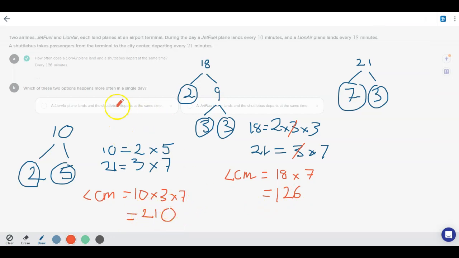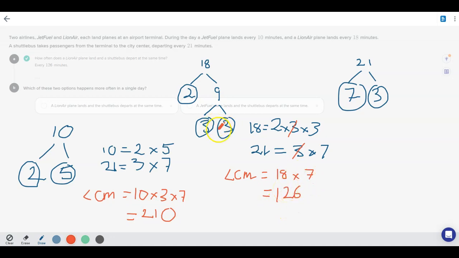So what we have on this side is how often a jet fuel plane lands and a shuttle bus departs, every 210 minutes. And this one that we worked out earlier is how often a Lion Air airplane lands and a shuttle bus departs. Because the Lion Air is a smaller number of minutes, it's basically just over 2 hours, whereas this one is 3 and a bit hours. This obviously can happen more times in a day.